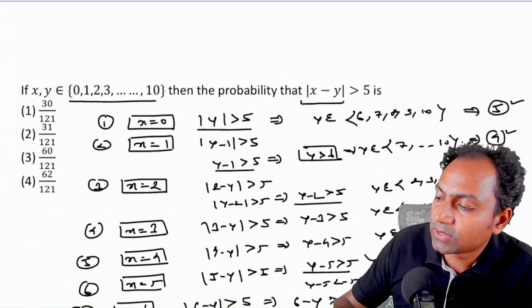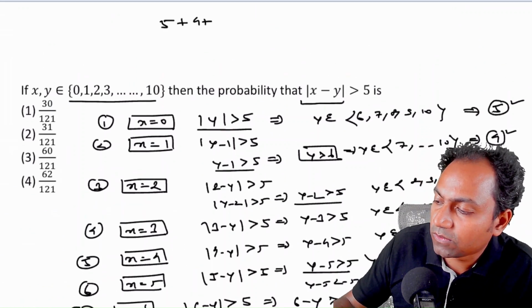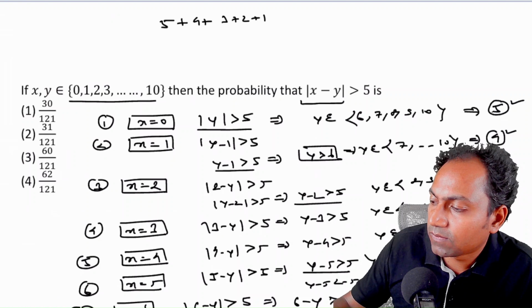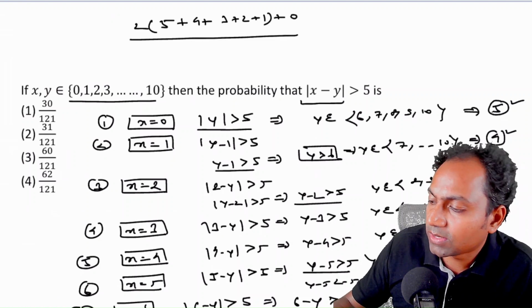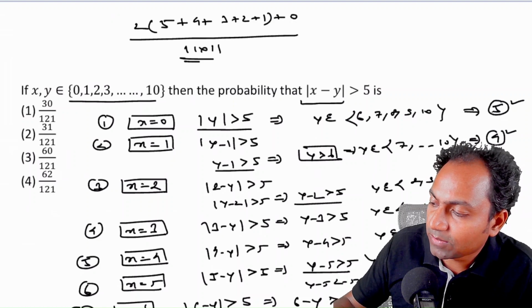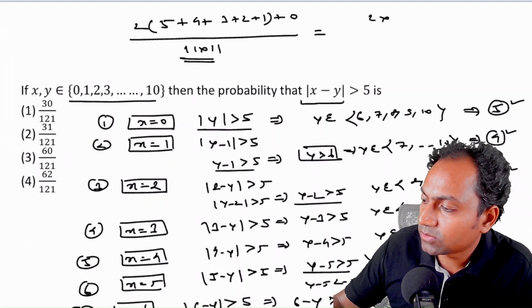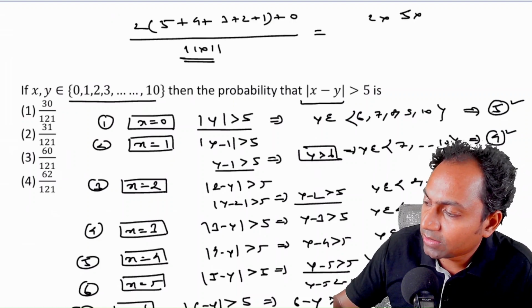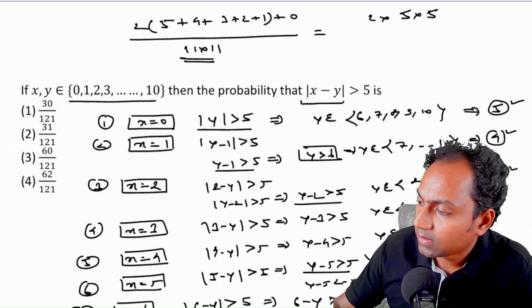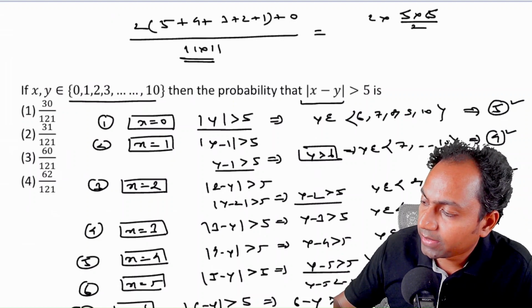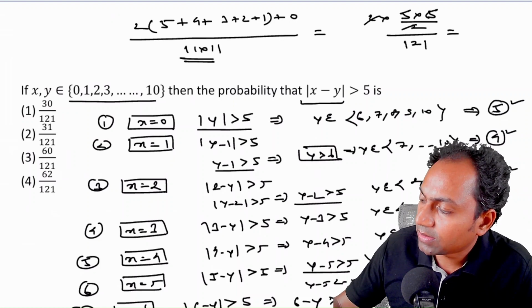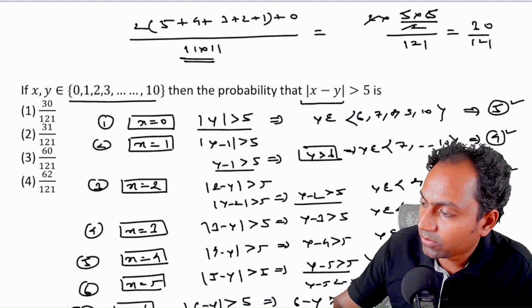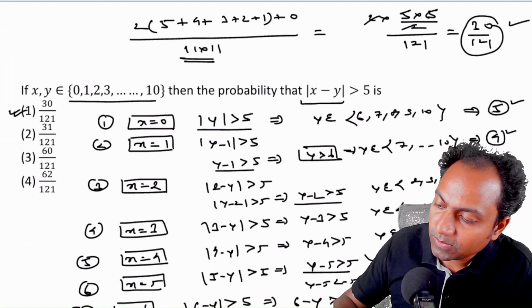So what are the possible scenarios? So 5 in the first case, then 4, then 3, then 2, then 1. Then 0 came, and then the same values started repeating. So these are the favorable cases. Total cases are nothing but 11 into 11. So our answer becomes 2 into (n plus 1), that is 6 by 2. This 2 will get cancelled out. Divide by 121. And this is nothing but 30 by 121. That is nothing but option number 1.